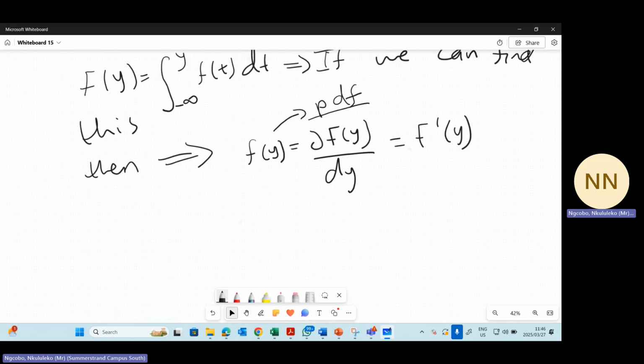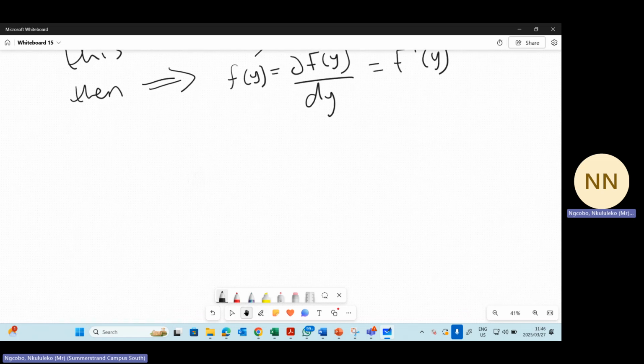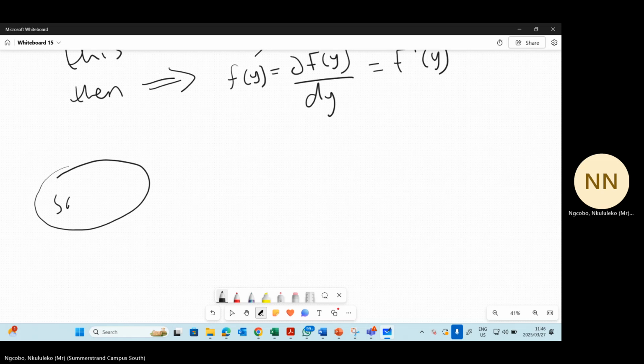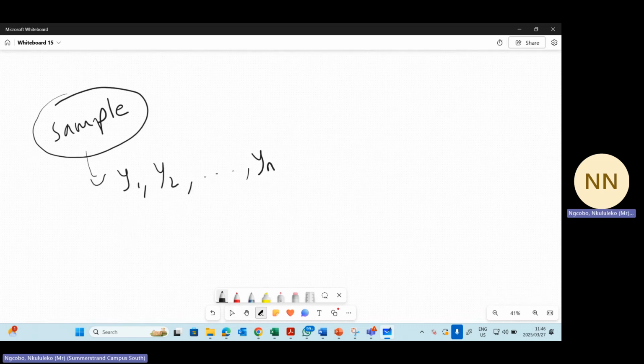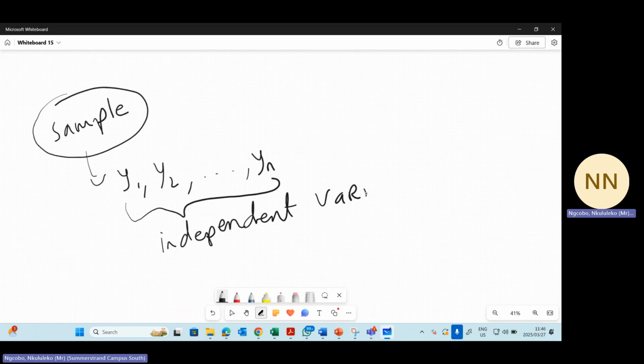What else do we understand? We also understand that if you have random variables from a sample, y1, y2, up until yn, these variables are independent variables.